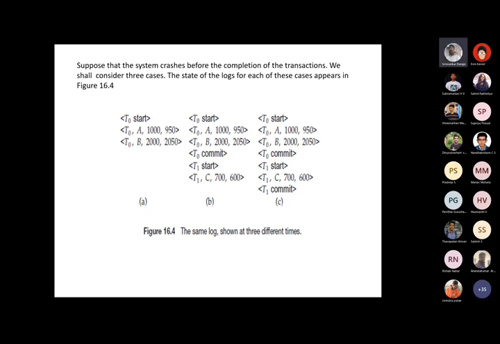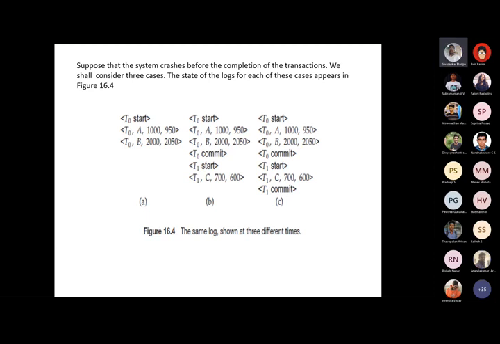And the second case: you have <T0 start> and <T0 commit>. So you need to perform the redo operation, where we'll be updating the values of the data items A and B. And for <T1 start>, you don't have <T1 commit>, so you will be performing the undo operation on transaction T1.